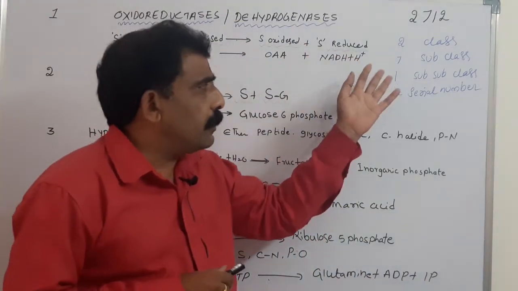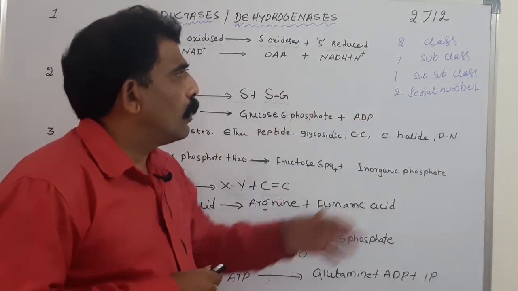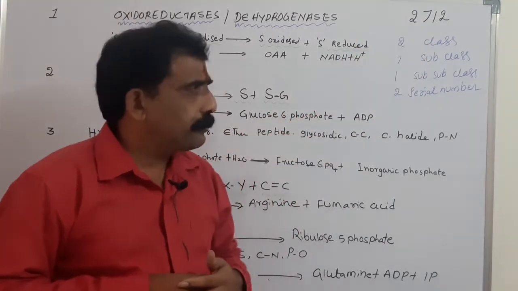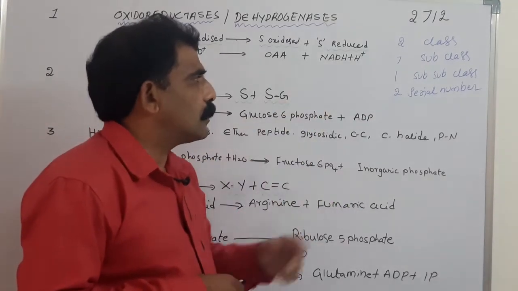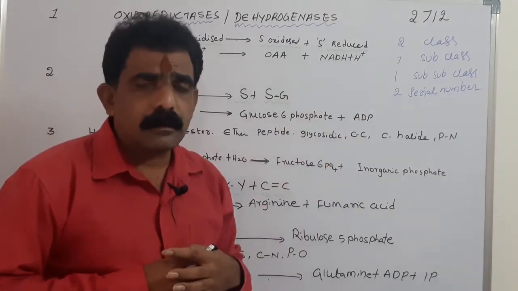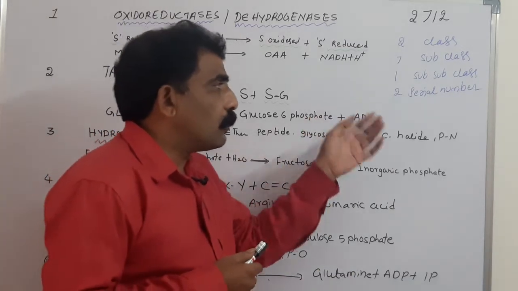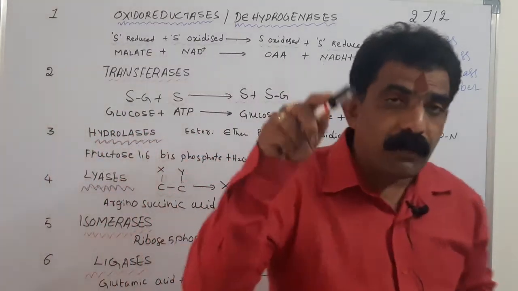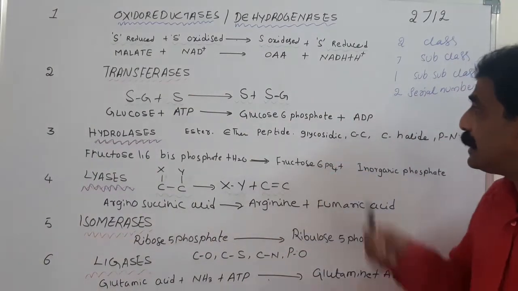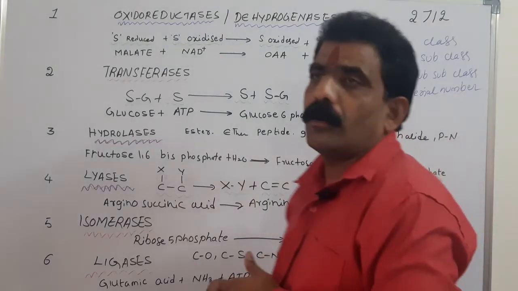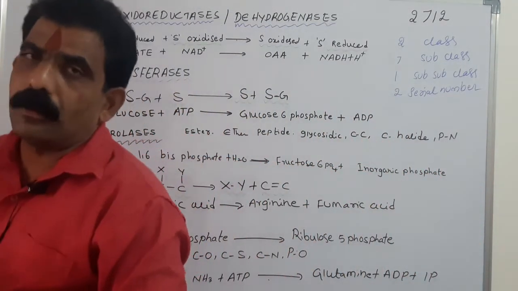Here if you see the enzyme code, this enzyme belongs to the second class. In that second class, it belongs to the seventh subclass. In that seventh subclass, it belongs to the first sub-subclass. In that first sub-subclass, its serial number is 2. Hence, this EC is given as the enzyme code. It is called enzyme code. Enzyme code consists of 4 digits.